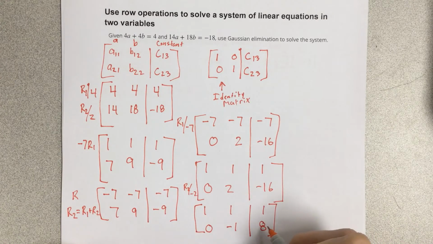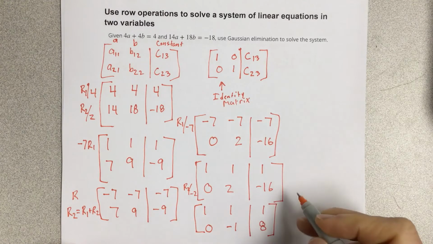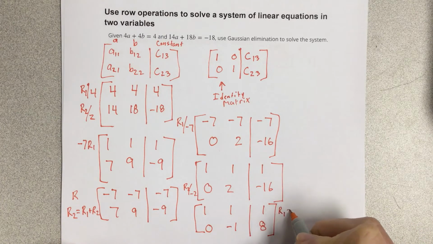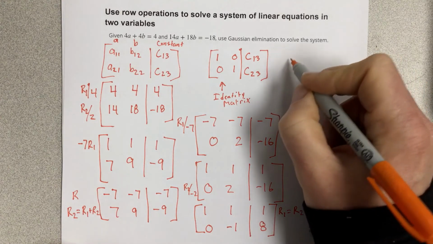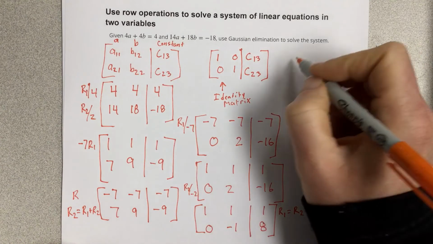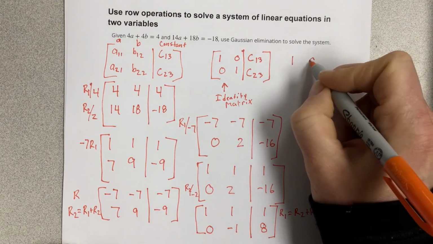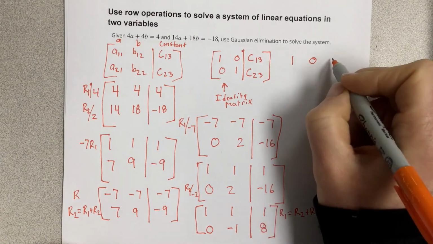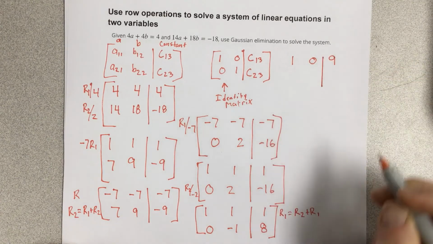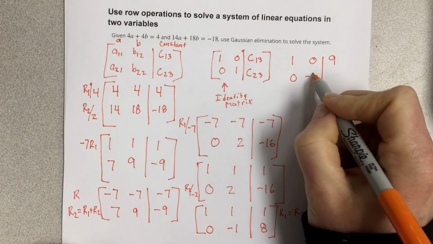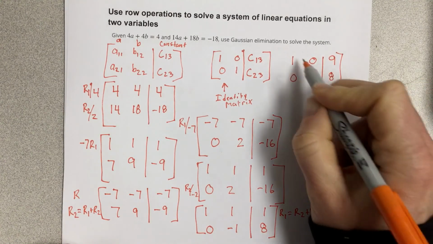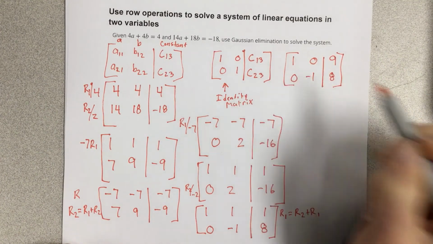Now I'm going to add row 2 to row 1, and that'll be row 1. So I'm going to say row 1 equals row 2 plus row 1. I'm going to add this row to the top row, and that's going to change the top row. And when I do that, I get 0 plus 1, that's just 1. Negative 1 plus 1, obviously 0, that's what I was going for. 8 and 1, that's 9. This is 0, negative 1, 8. So you can see I'm close to having the identity matrix there.